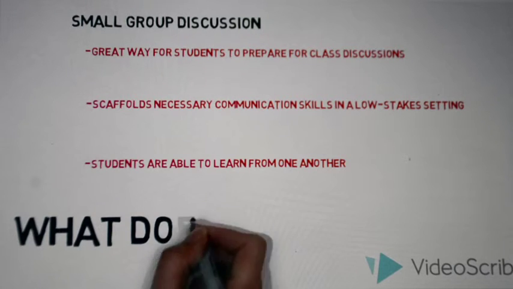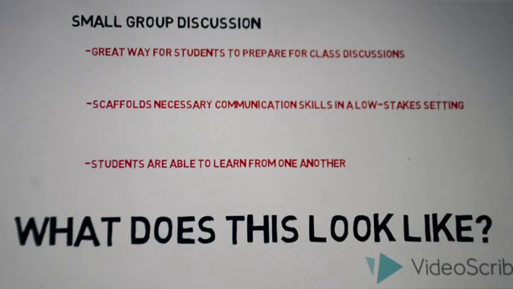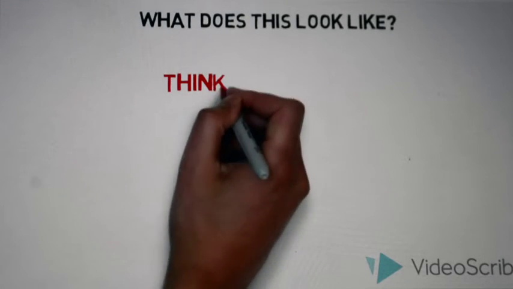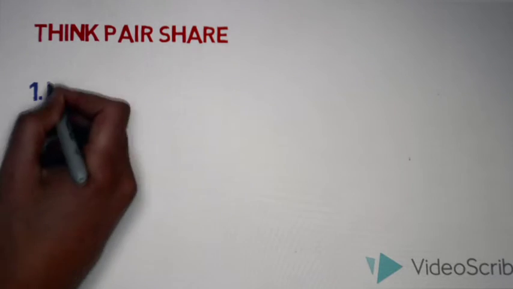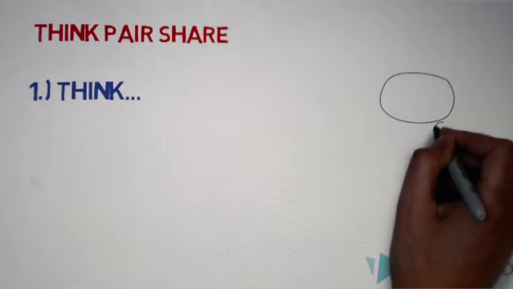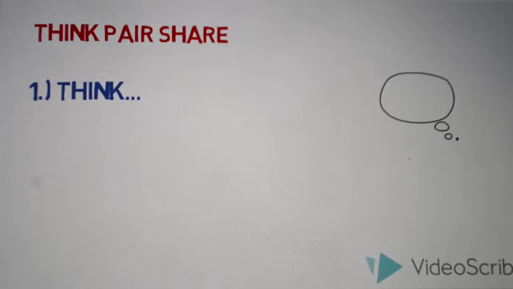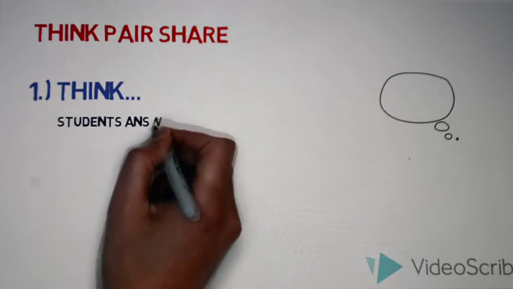So what does this look like? Well, an example of a small group discussion activity could be think, pair, share. Now, just as the name explains, the activity is in 3 different steps. The first step is students are given a question and they're given time on their own to think about the question and to craft a response.